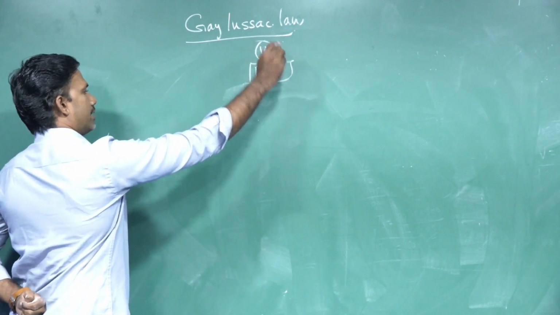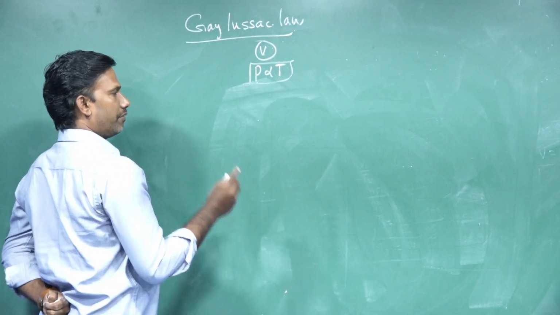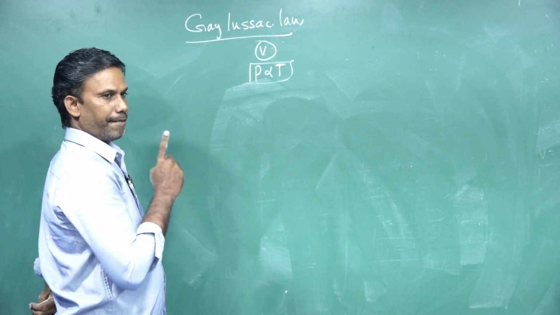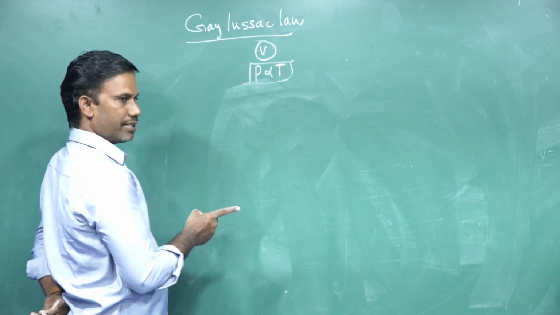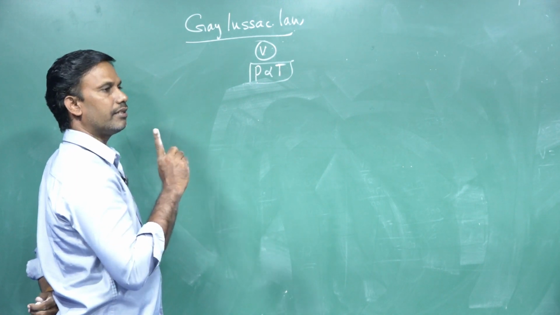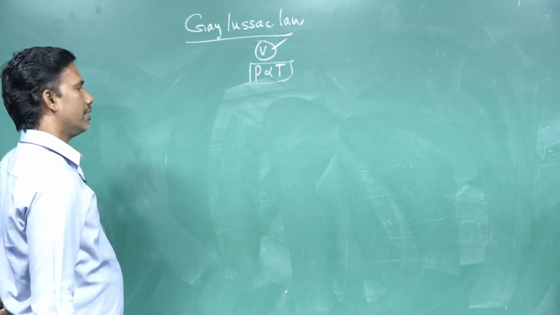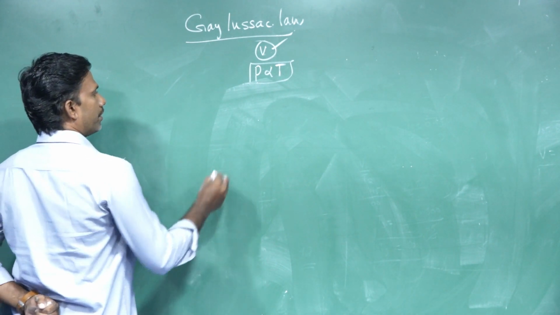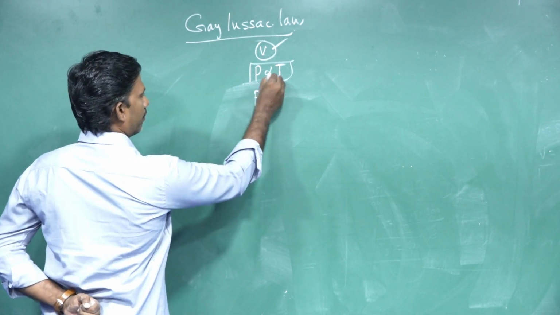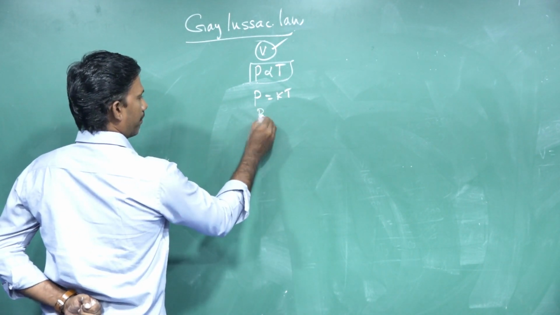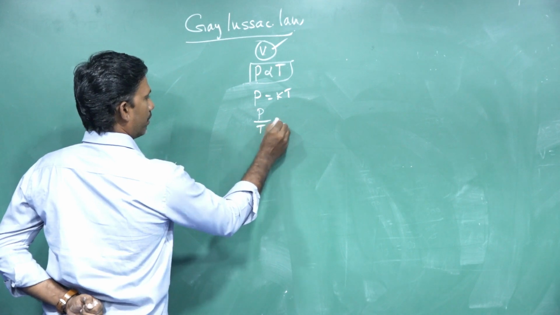So it can be said as isotherm. If temperature is constant, Boyle's law, that is isotherm. Pressure is constant in Charles law, that is isobar. Here volume is constant in Gay-Lussac's law, then it is an isochore. Okay. Then you are removing the proportionality with a constant, P equal to kT. Then P by T equal to K.